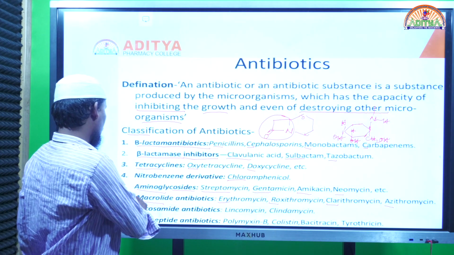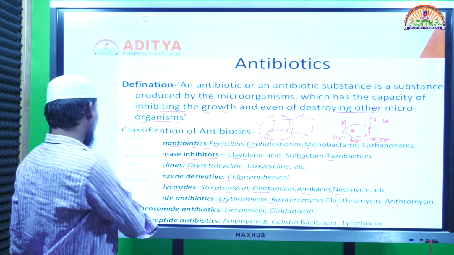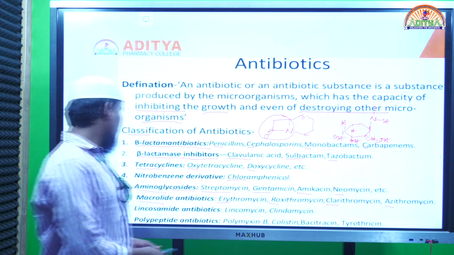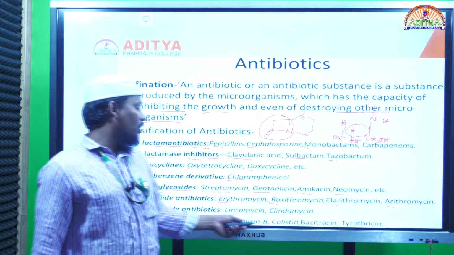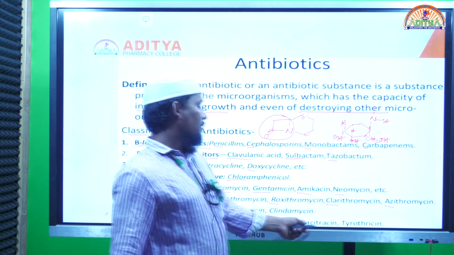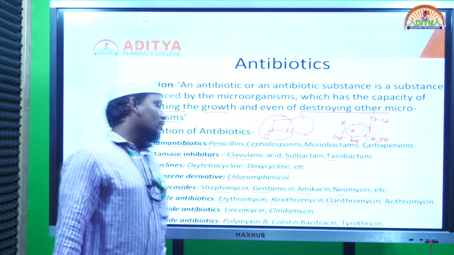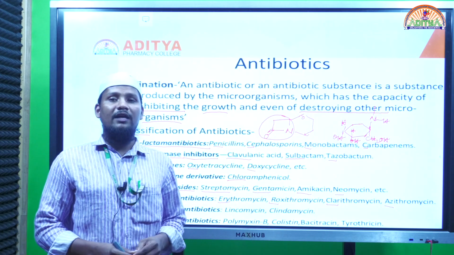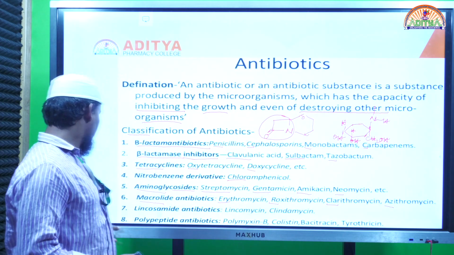The next one is lincosamides, antibiotics like lincomycin and clindamycin. Next, polypeptide antibiotics like polymyxin B, colistin, bacitracin and tyrothricin. These are polypeptide antibiotics, meaning they have polypeptide molecules in the structure.